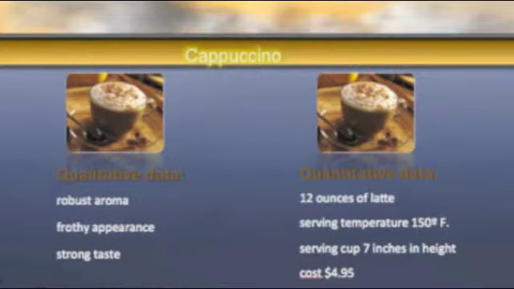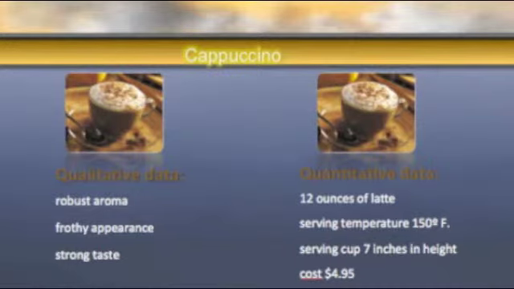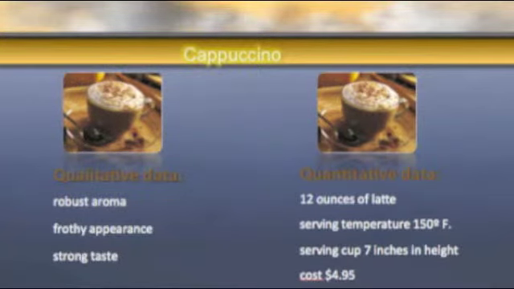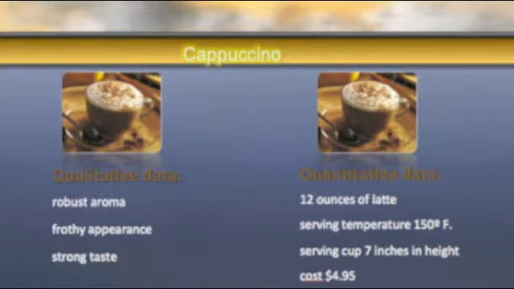If you were doing 10 different Starbucks to compare if they had the same qualitative and quantitative. Again, the qualitative would be the different people's interpretation of what the robust aroma is and what the appearance is like. Whereas 12 ounces is 12 ounces. There really isn't going to be much difference in opinion according to that.